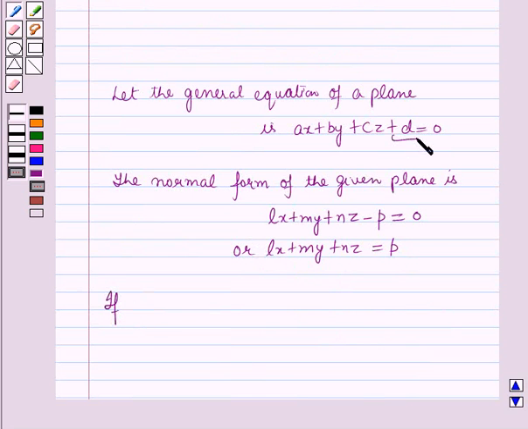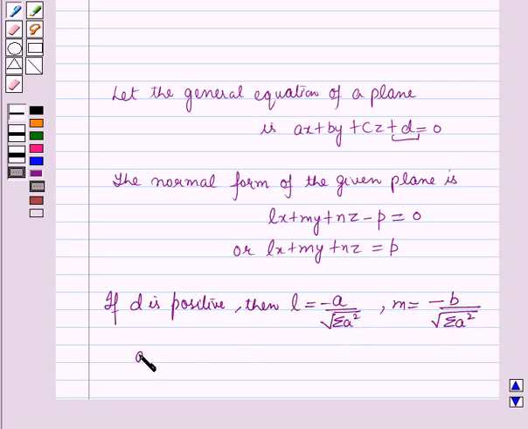Now, if in this equation d is positive, then L = −a over the square root of summation a squared, M = −b over the square root of summation a squared, and N = −c over the square root of summation a squared. And if d is negative, then we only have to change the signs of all of these.